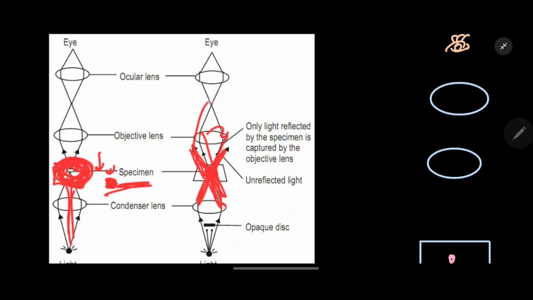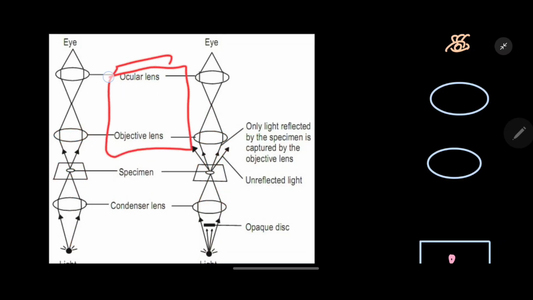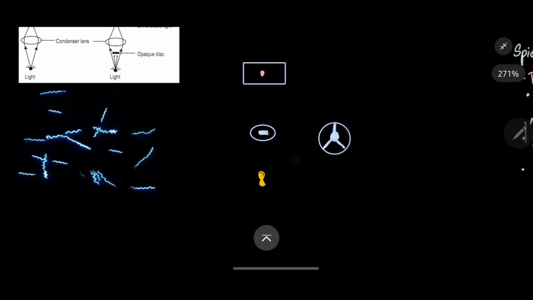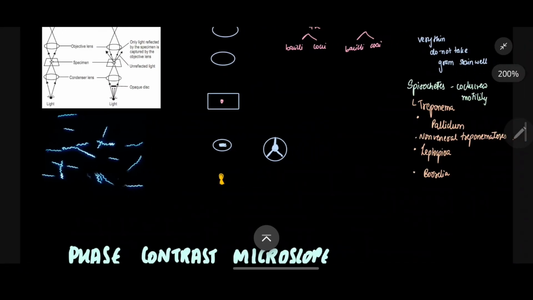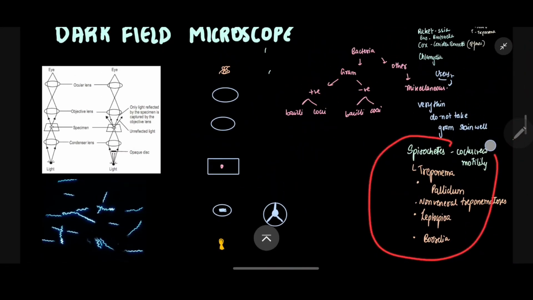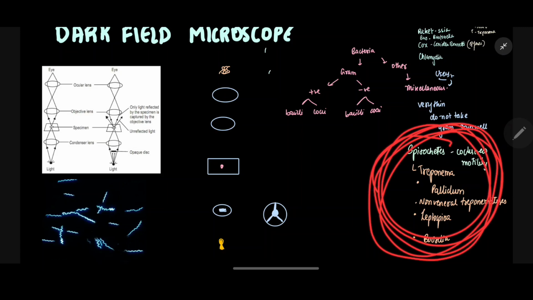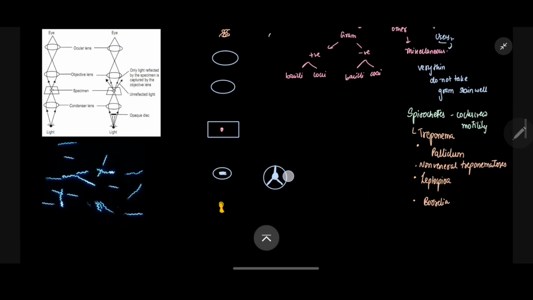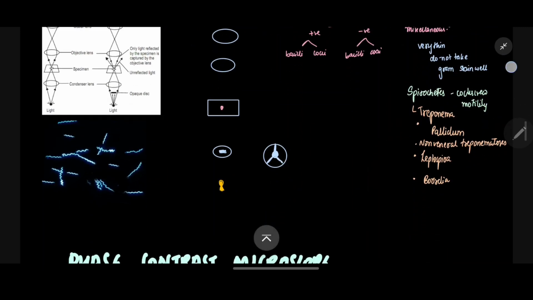And then the next steps are the same. The light will hit the objective, and the objective will magnify it, and the ocular lens is going to further magnify it. To calculate the overall magnification, we'll multiply these both. Okay, so that's it for the dark field microscopy. We have also looked at the organism that is observed in dark field. Now let us move on to the next microscopy.